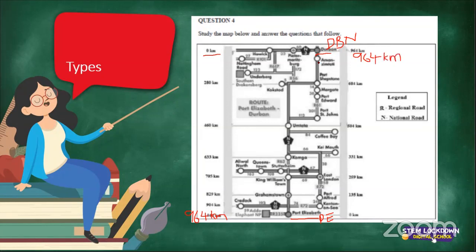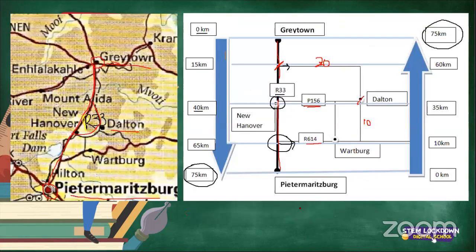The main road that connects these two towns, you can see it is N2, right? Notice Durban has a different dot to other towns, similar to PE. As you saw in my, let's go back, the dots for PMB, Pietermaritzburg, and Greytown are actually black compared to the dots for other towns.